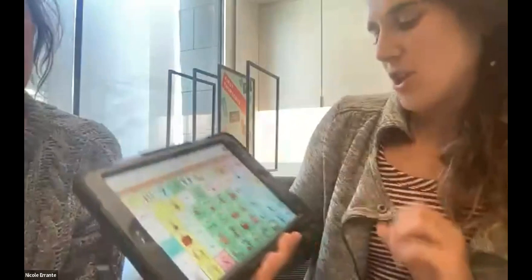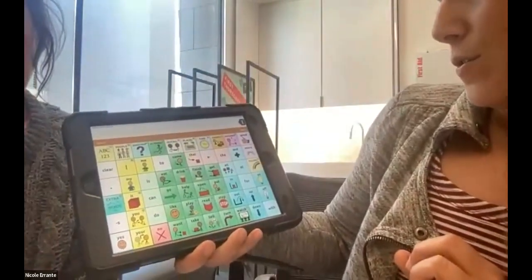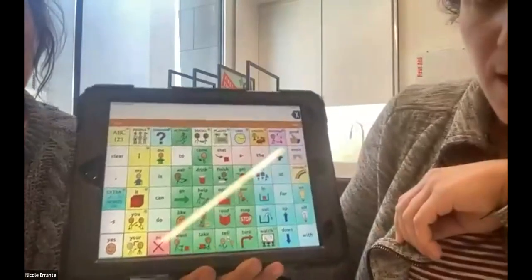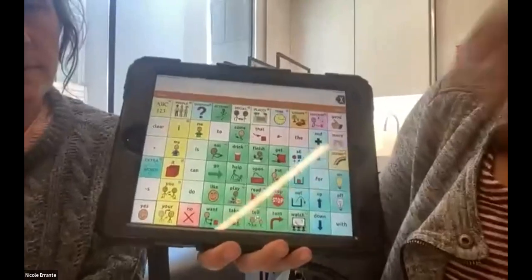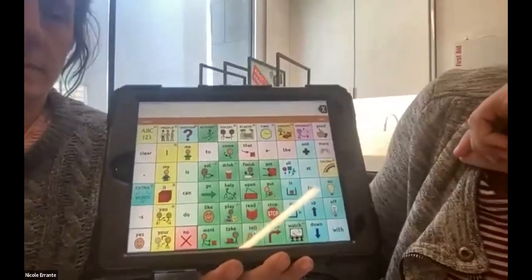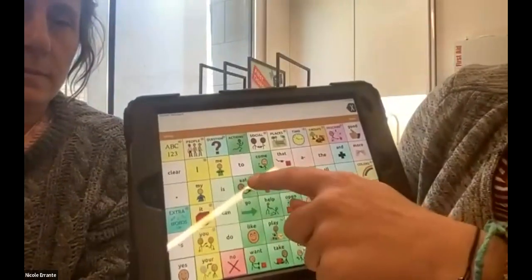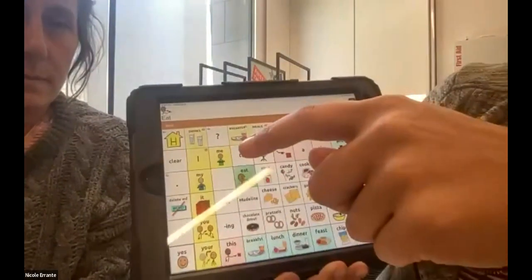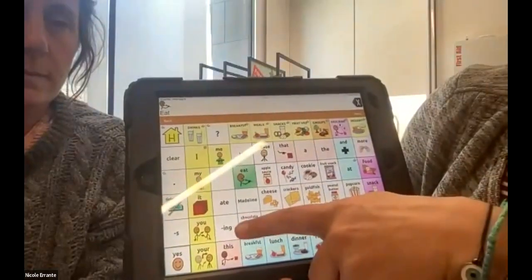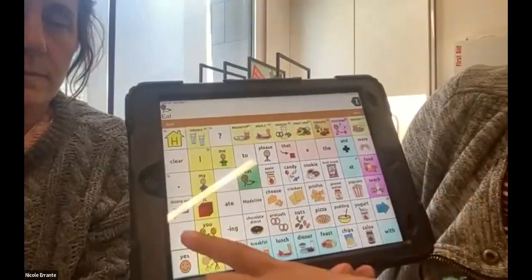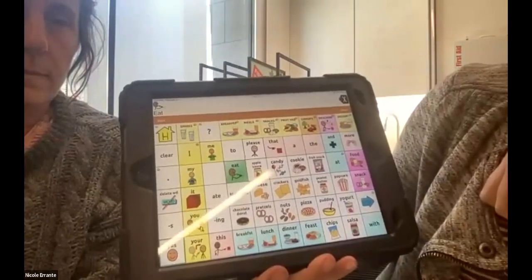Anything else about Touch Chat? If you have students who are writers or working more on higher level language, there are ways to work on tenses. So like if you hit E, you can see the past tense will come up here, and the present progressive will come here, and the plural S will be there, or the third person S will be there. So those features are built in.